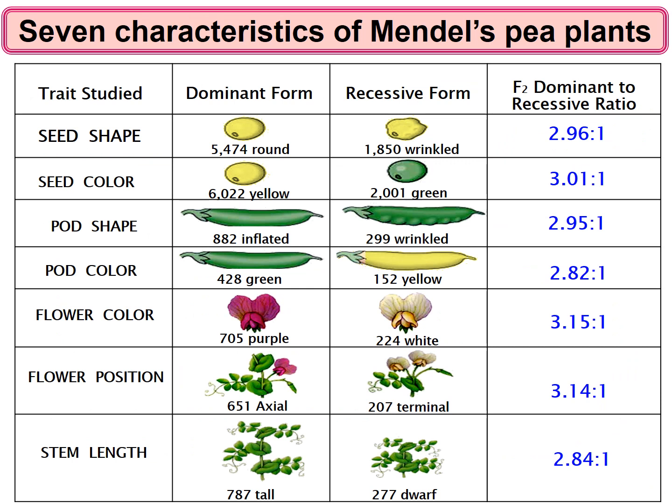These are the 7 characteristics of the Mendel pea plant, such as seed shape, seed color, pod shape, pod color, flower position, and stem length. In this experiment, Mendel showed the dominant to recessive ratio on the right side, showing that the ratio is about 3:1. The ratio comes from the number of dominant and recessive forms at the center of the table.